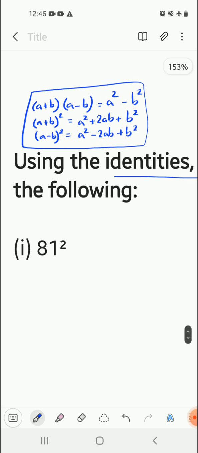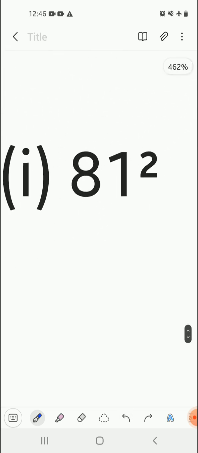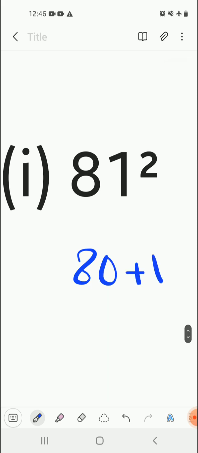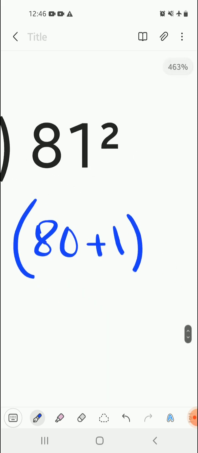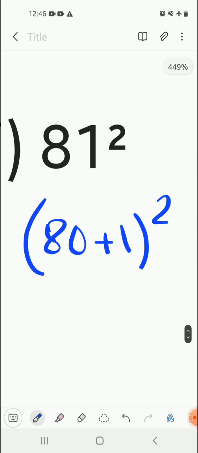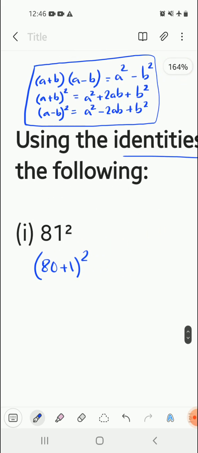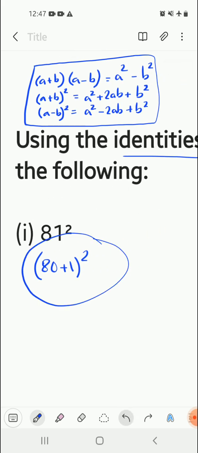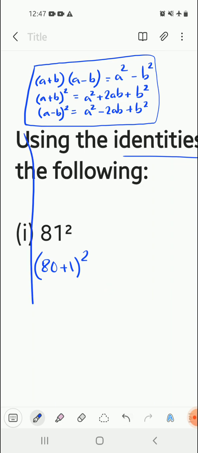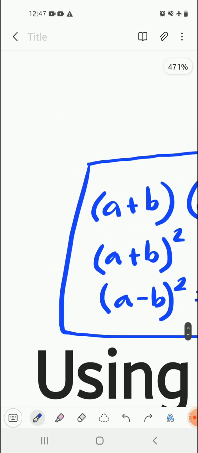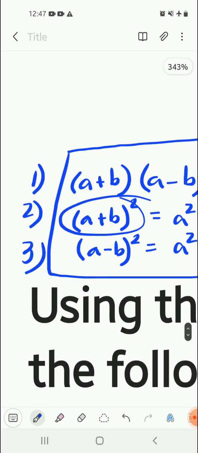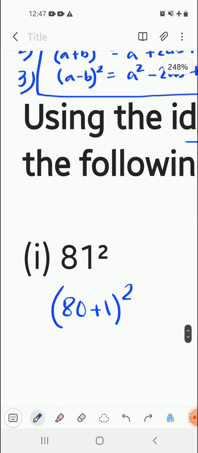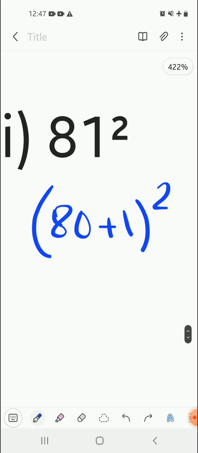Now see, we've got 81 square. This can be written as 80 plus 1, because 81 square, we're going to write (80 plus 1) whole square. So see, this resembles identity number 2. If we number it, you can see this is number 1, this is 2, and this is 3. So this resembles identity number 2.